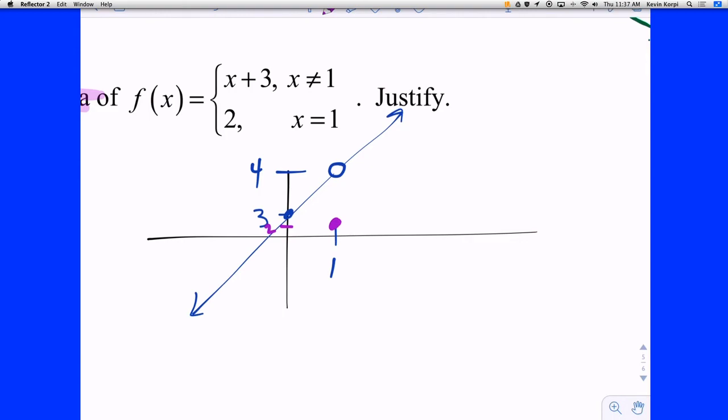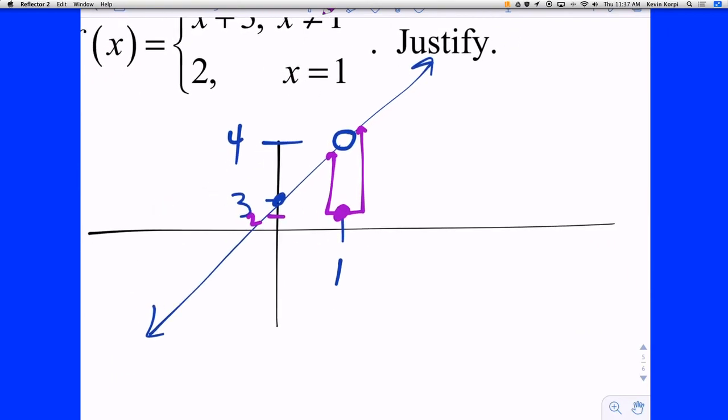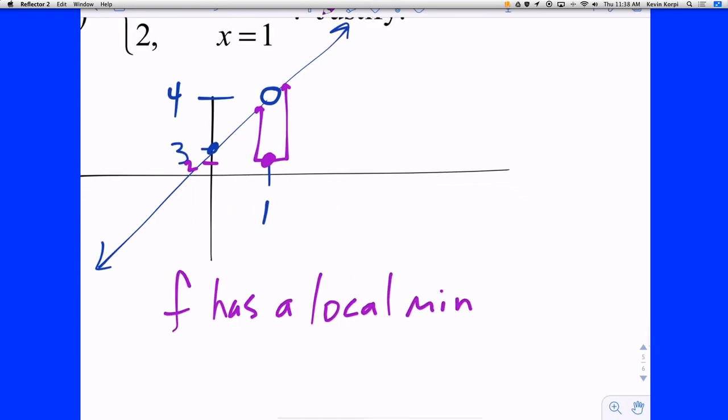Do we actually have a local max or local min at 1? Here's the y value at 1. Immediately to the right, we have values that are bigger. And immediately to the left, we have values that are bigger. Therefore, 1 is a local min. Yes, f has a local min at x equals 1 of y equals what? 2 or 4? 2. Good. Remember, that's for the local extrema.